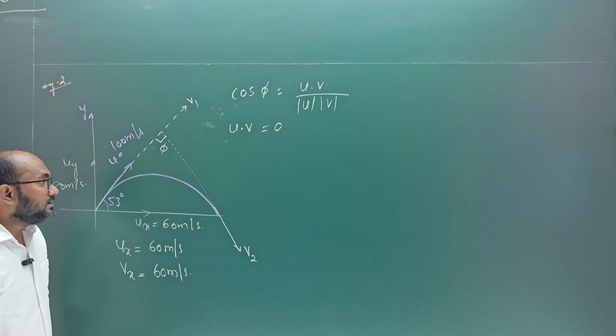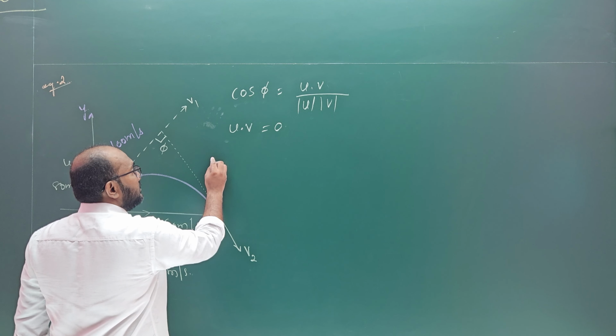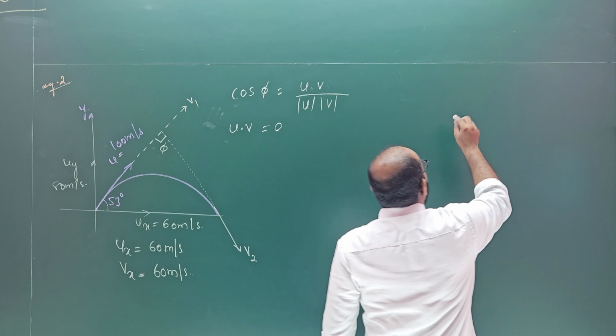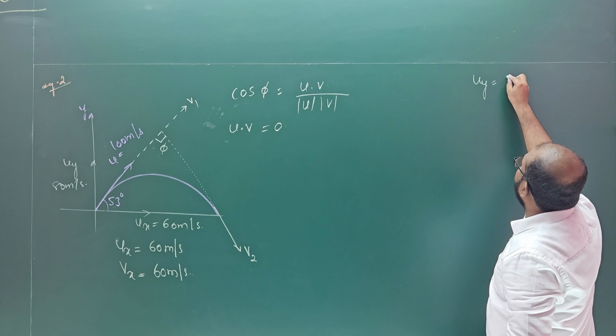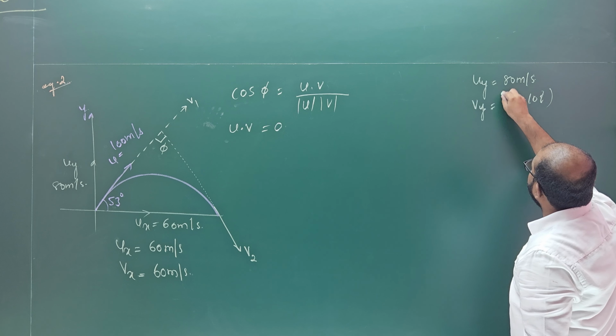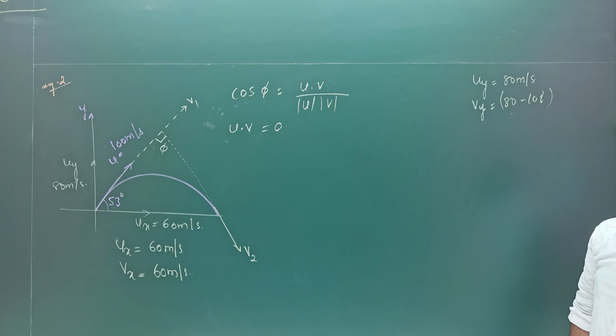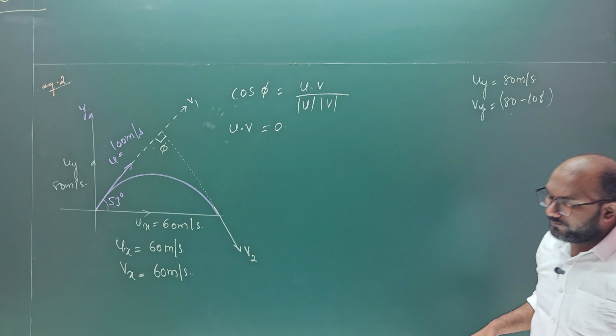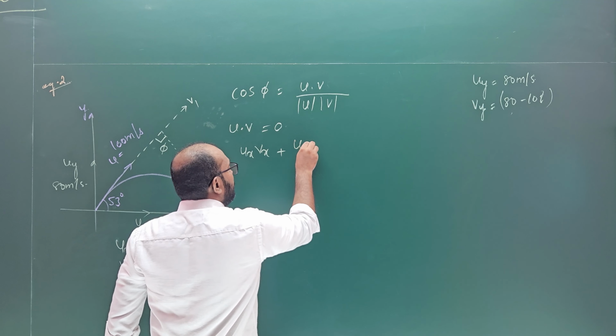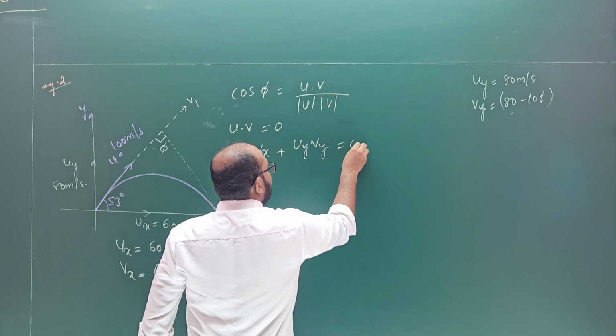Similarly, Vy. Initially, Vy can be written as... So Uy is nothing but 80 meter per second, and Vy can be written as 80 minus 10t. Can I write like this? Yes or no? Okay. Applying that, we will be getting the answer. So Ux Vx plus Uy Vy is equals to what?